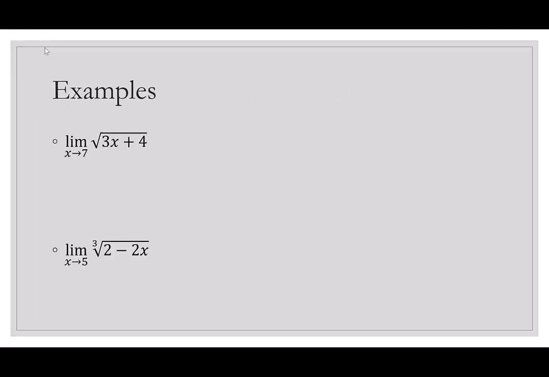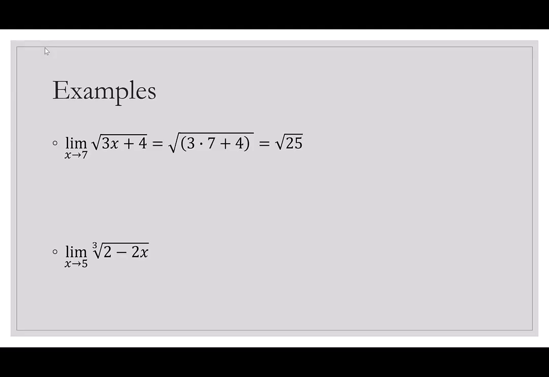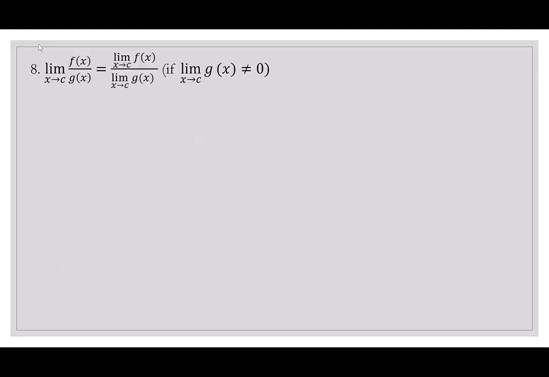So say I have the limit as x goes to 7 of the square root of 3x plus 4. Plug in 7. I have 3 times 7 plus 4, and then I take the square root. So 3 times 7 is 21, 21 and 4 is 25, square root of 25 is 5. Then I have the limit as x goes to 5 of the cube root of 2 minus 2x. Again, you're just plugging in the value, so I have 2 minus 2 times 5, and then I take the cube root. Well, 2 minus 10 is negative 8. I have the cube root of negative 8. That's negative 2.